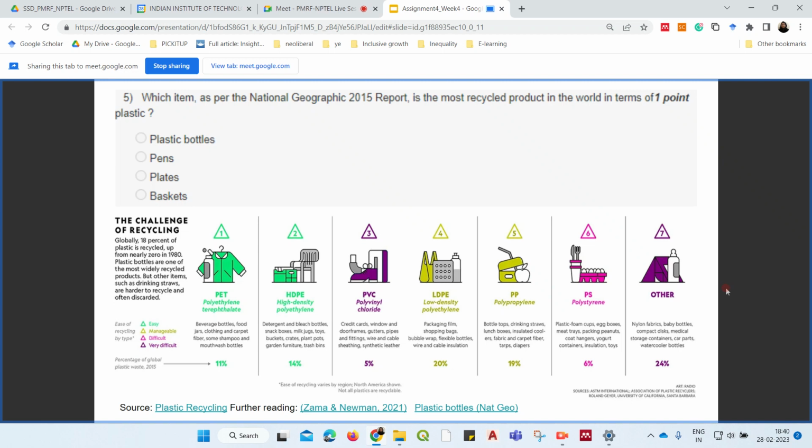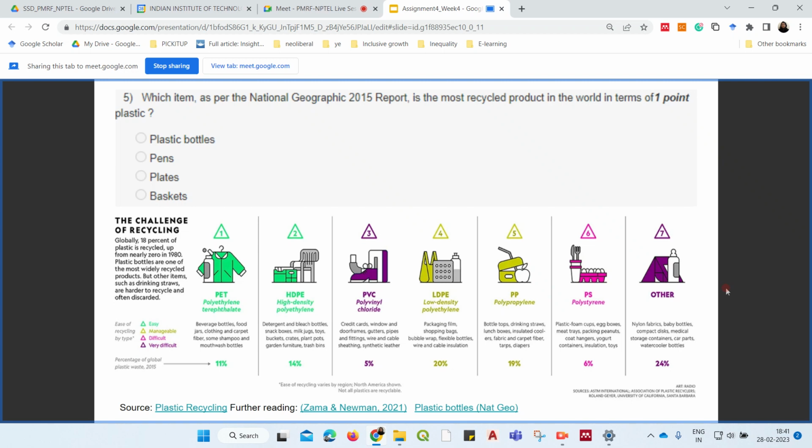These are the kind of products which are made using polystyrene. And again, even polystyrene is difficult to recycle. Then there are other plastics like nylon fabrics, baby bottles, CDs, medical storage containers, car parts, watercolor bottles, etc. So these are then again very difficult to recycle.